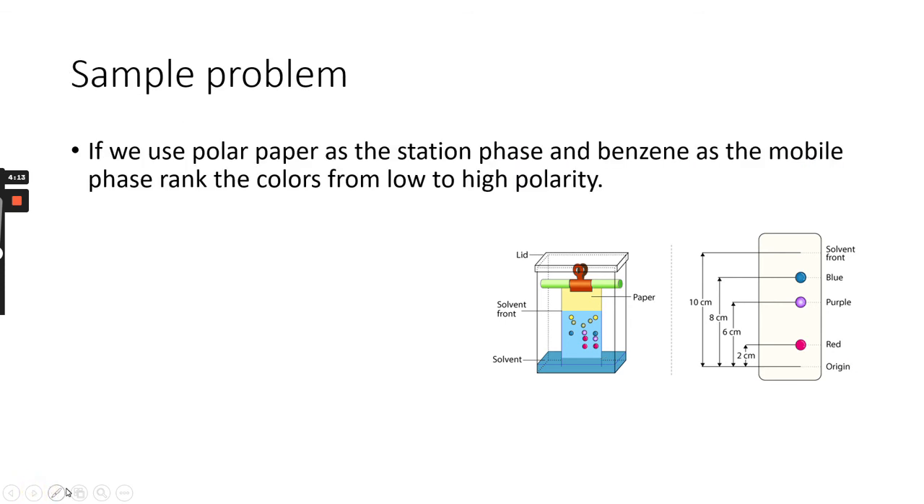So let's do a sample problem. If we use polar paper, so we're saying the paper is polar, and benzene as our solvent. Benzene is nonpolar. Okay? Rank the colors from low to high polarity. So the solvent is nonpolar, which means the highest dot here is the most nonpolar substance. So it would have the lowest polarity. So it would be blue, and then purple, and then red.